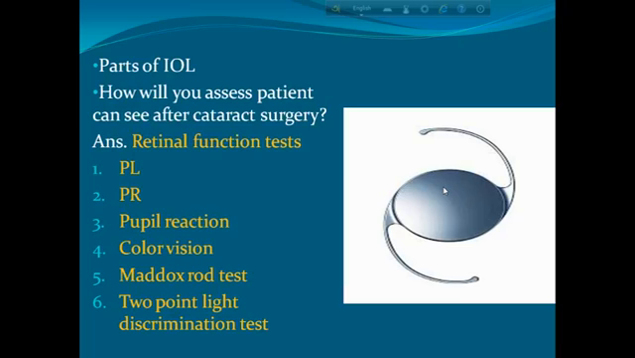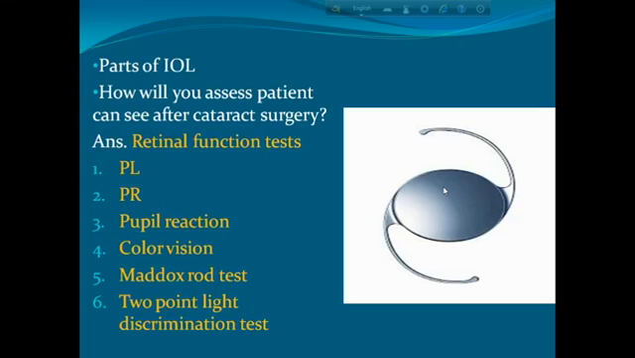How will we assess? The answer is retinal function tests. These are perception of light, projection of ray, pupil reaction, color vision, Meadows rod test, and two-point light discrimination test. Everything was discussed in your lecture class. Among perception of light and projection of ray, the very important one is perception of light, because if a patient has no perception of light after cataract surgery, there is no vision.